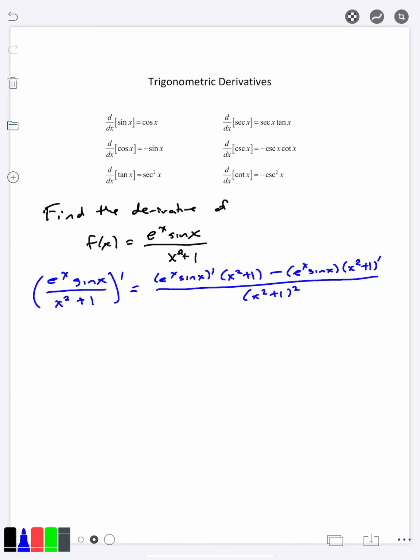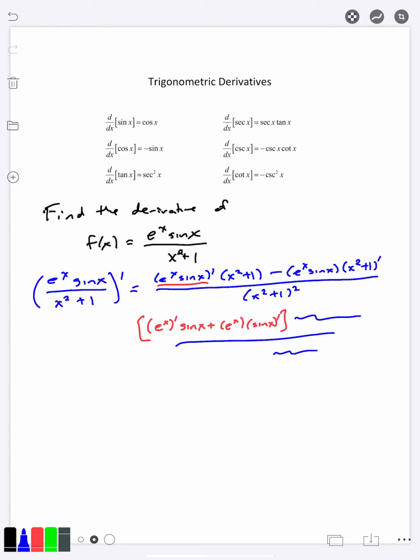And then notice that the top part is e to the x sine x. We take the derivative of that. Well, in order to take the derivative of that top, we need to use the product rule because it's two things multiplied. So let me use a different color here. The derivative of e to the x sine x is the derivative of the first times the second plus the first times the derivative of the second. And then we still have everything else. And you see I'm getting a little lazy here.